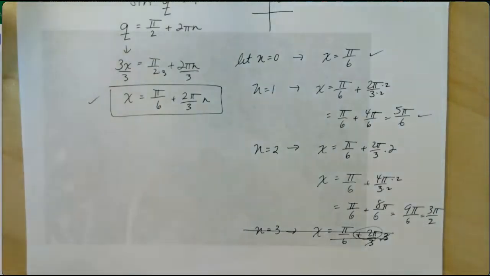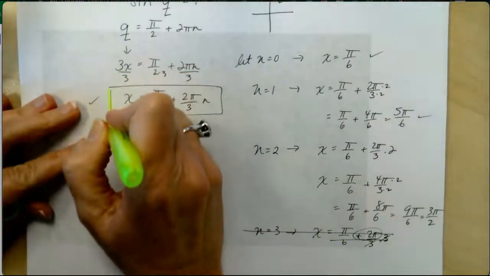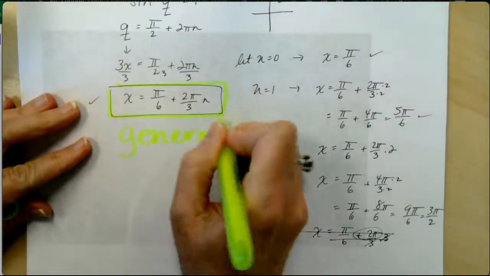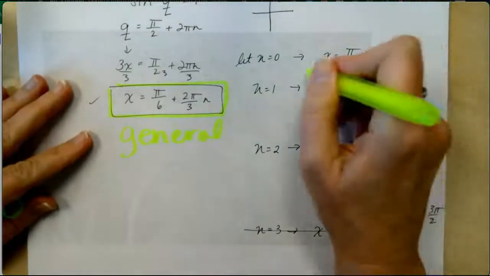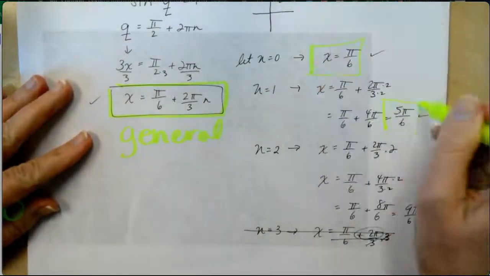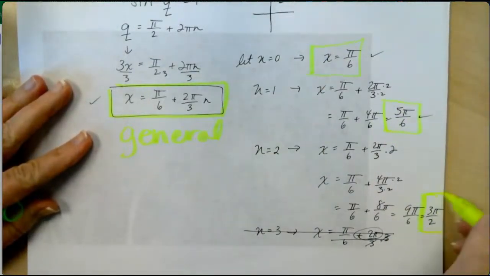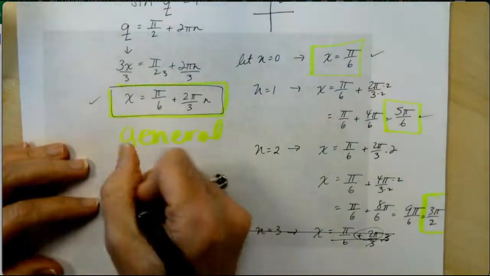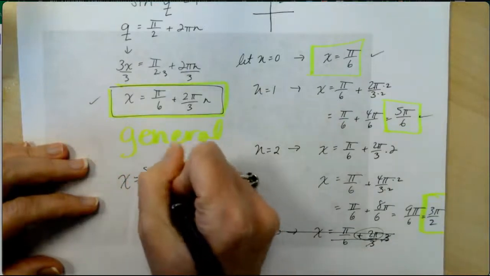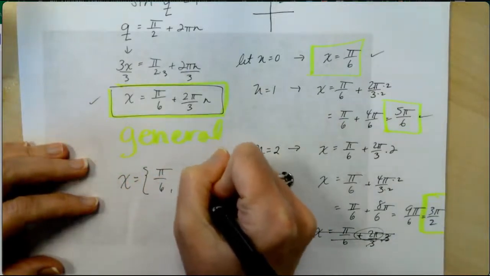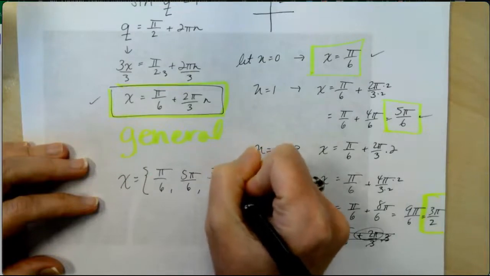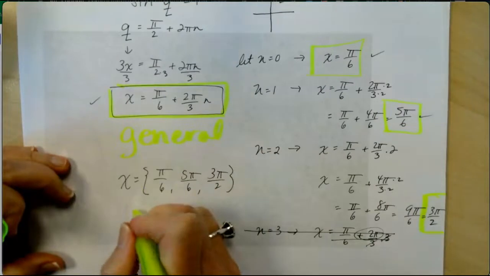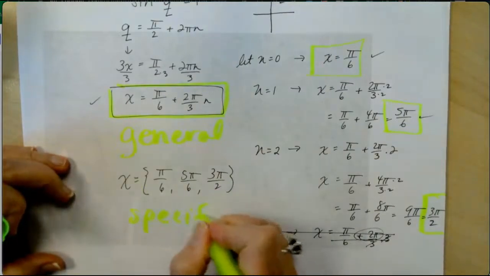So our solution set contains, first of all, once again, the general solution. This is the general solution, and then we have 1, 2, 3 specific solutions. I'll put them in a solution set. That is pi over 6, 5 pi over 6 and 3 pi over 2. General solutions and specific solutions.